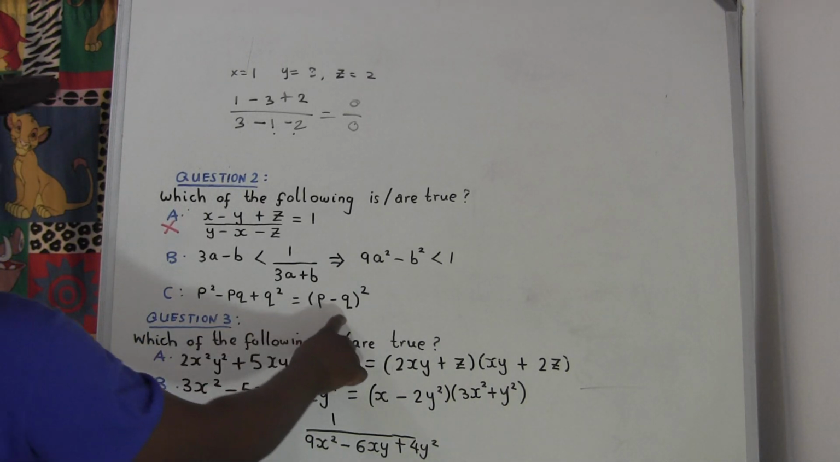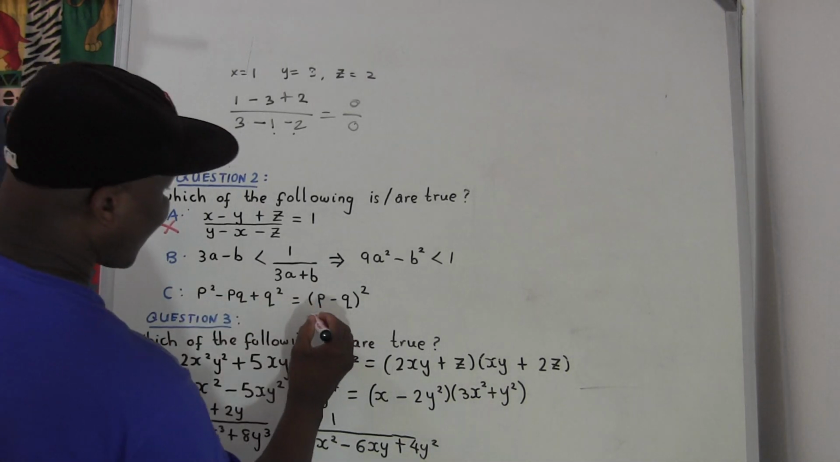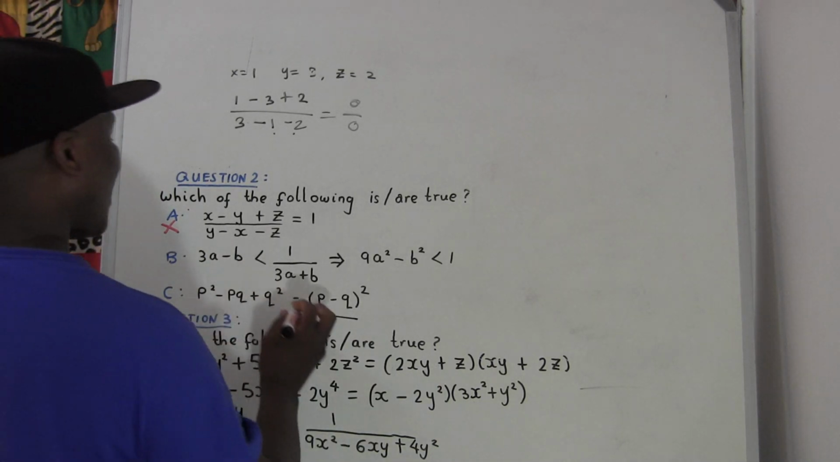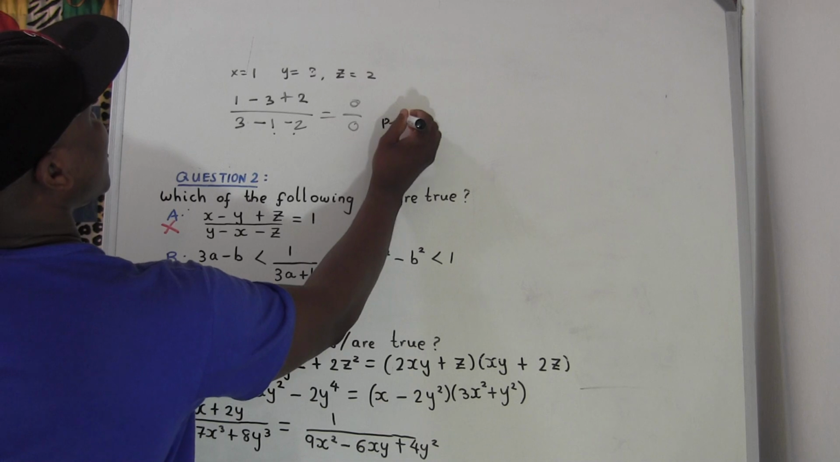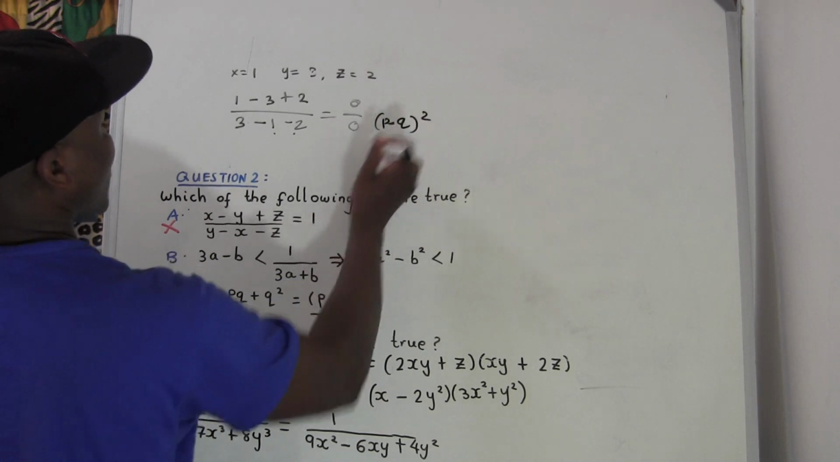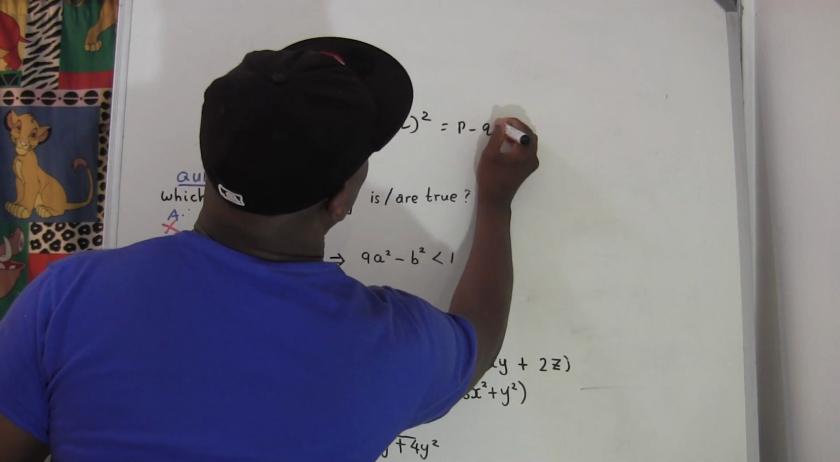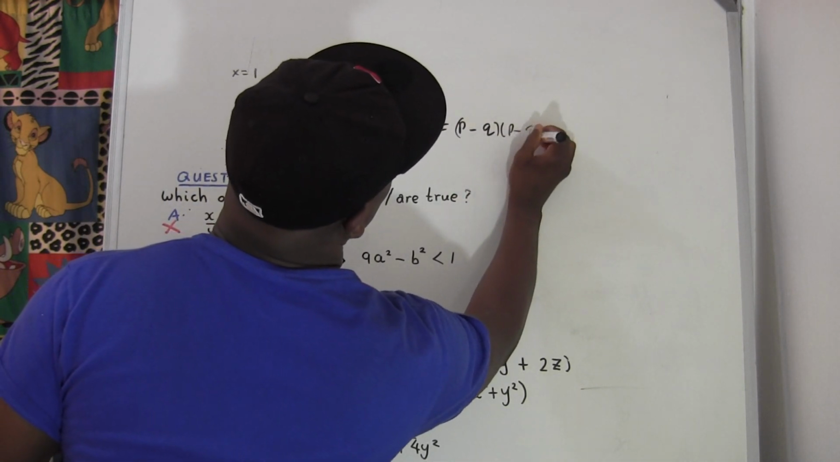For the last one, they say this equal to this. So me personally, I'll take the right hand side and try to expand and see if it's going to give me the left hand side. So I'm going to say P minus Q. Let me try to square and see if it's going to give me the one on the left. So how am I going to square this? I say P minus Q times the same thing, P minus Q.